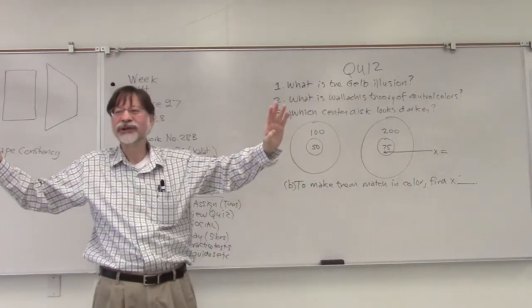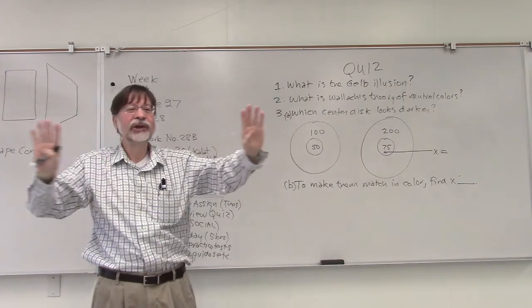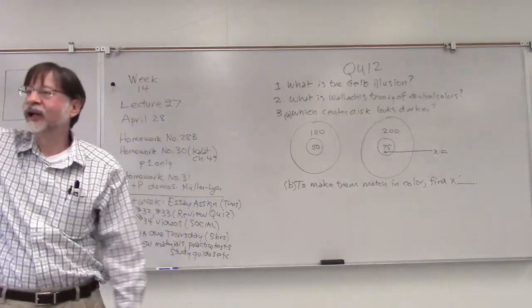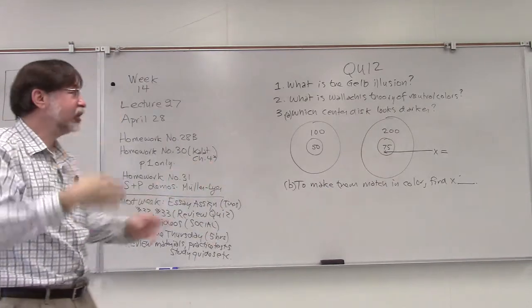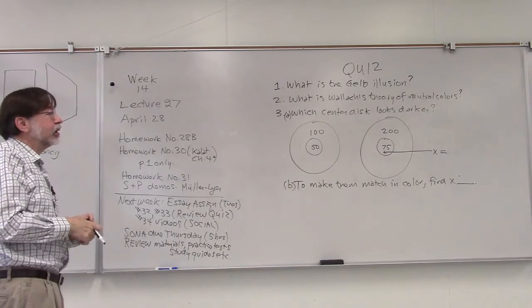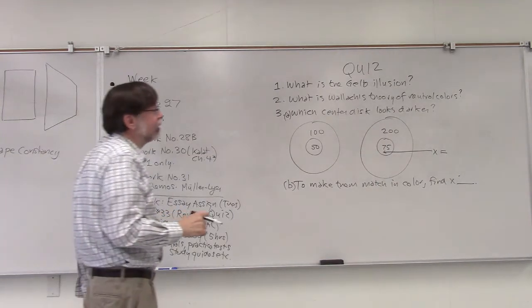Hear a little beep, that means she turned that thing off. In the Gelb illusion, we have a curtain across here. We've turned off the lights and curtained things off. We've got a projector lighting up a square in a dark room. In a dark room, the square looks white.